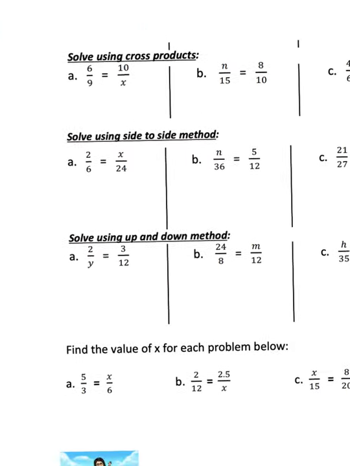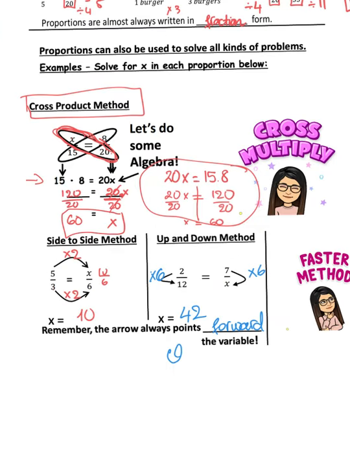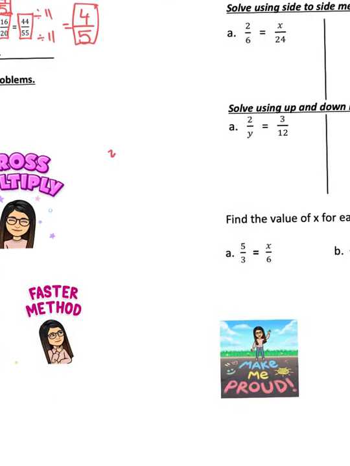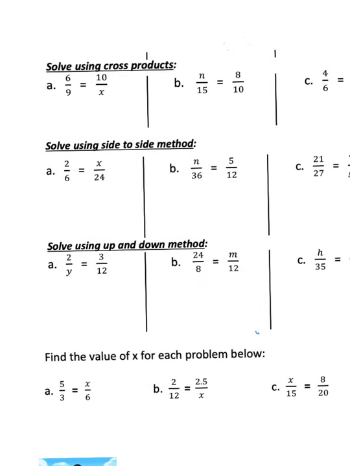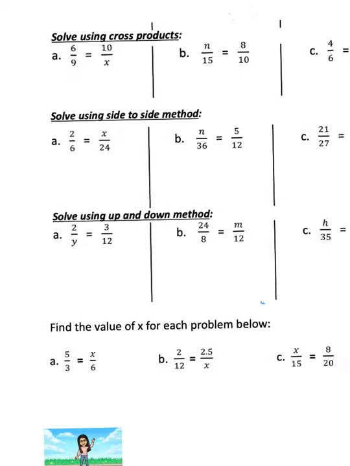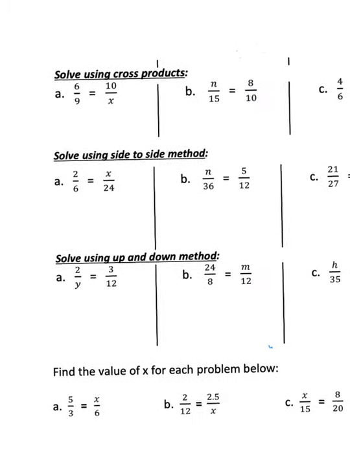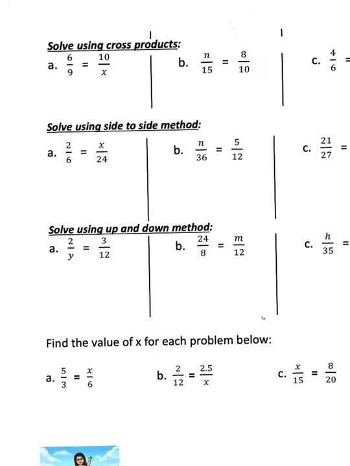All right, let's practice some of these. There is more than one way to solve for x. You can use cross product, or you can use the side to side or up and down method. We're going to practice some of these, but you can use cross multiply for all of them. I will try to do all 3, and then down here you can choose whatever works for you. Let's start with solving using the cross product, or cross multiply.